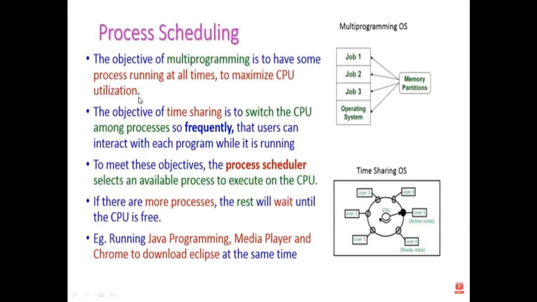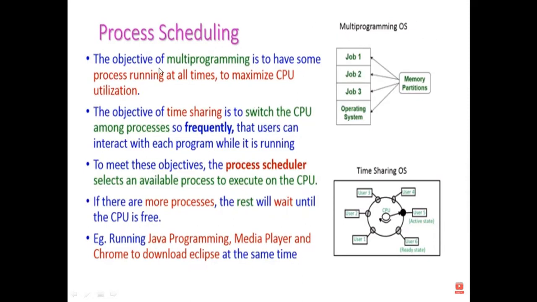Here you can see the two types of operating system. The first one is the multi-programming operating system. The second one is the time-sharing operating system. In the multi-programming operating system, a larger number of jobs, job 1, 2, 3, will be executed simultaneously by the operating system. A job is otherwise called a process. So all the processes will be loaded into the main memory and the CPU will execute all the processes simultaneously. Hence, it is called a multi-programming operating system.